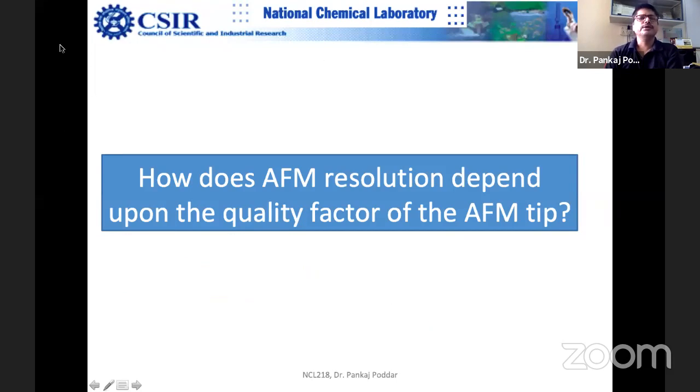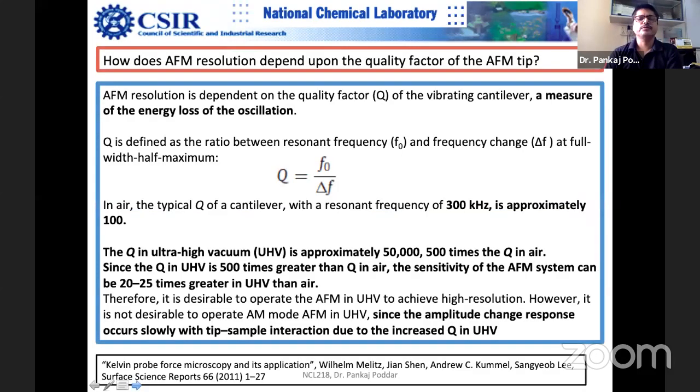So now if we look at this, we get the force resolution. If you remember, I promised you that I will show you the force resolution, how small a force you can measure. So AFM resolution is dependent on the quality factor of the cantilever, which is a measure of energy loss of the oscillation. Quality factor is defined as the ratio between resonance frequency divided by delta F, and delta F is the frequency change, as we have learned already.